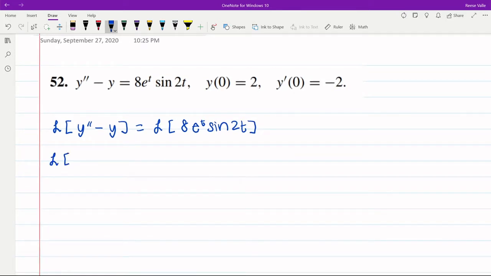So what you want to begin with is taking the Laplace of both sides. And then you're just going to rewrite it. Because we know it's a linear transformation, we could write it out like this. And then we could factor out the 8 there, e to the t sine of 2t.